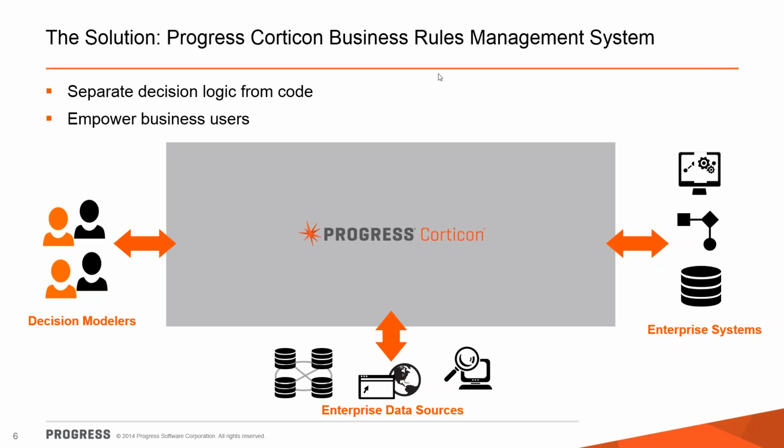Corticon isn't bringing a new technology into the market for which there's no solution yet. Today, every company writes logic in the form of code, and that's where all the problems lie. So what Corticon provides is a way to separate that decision logic from your application code and put that logic in a system that's specifically designed to manage your rules.